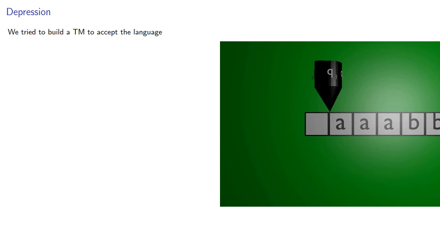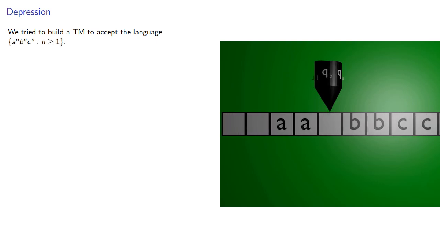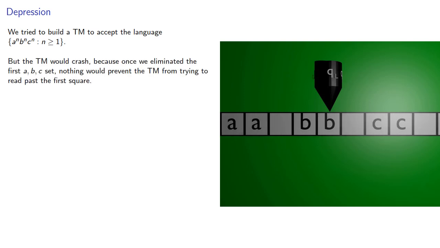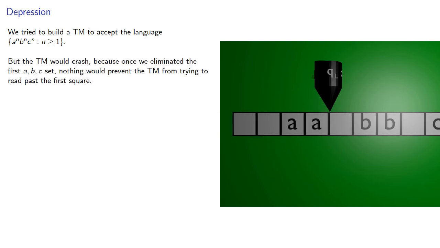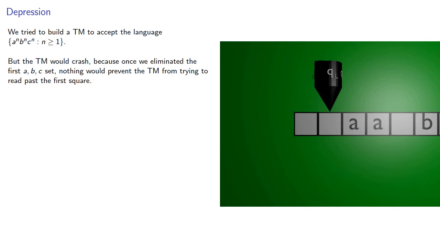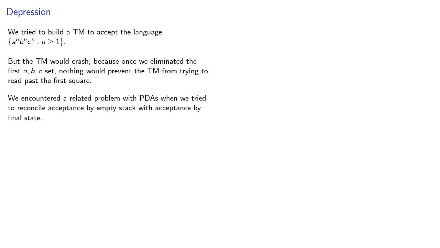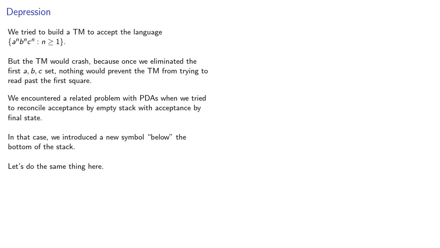We tried to build a Turing machine to accept the language of A's, followed by B's, followed by C's. But the Turing machine we constructed would crash because once we eliminated the first A, B, C set, nothing would prevent the Turing machine from trying to read past the first square. We encountered a related problem with pushdown automata when we tried to reconcile acceptance by empty stack with acceptance by final state. In that case, we introduced a new symbol below the bottom of the stack. Well, let's do the same thing here.